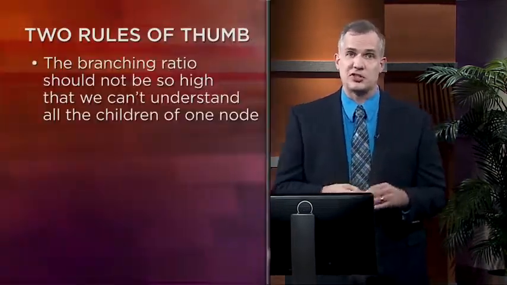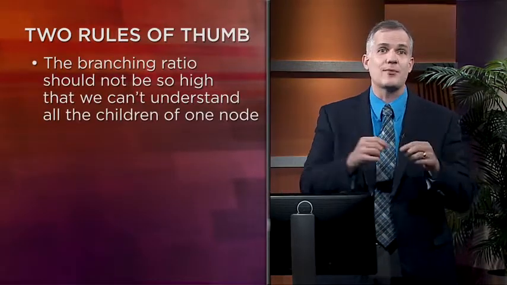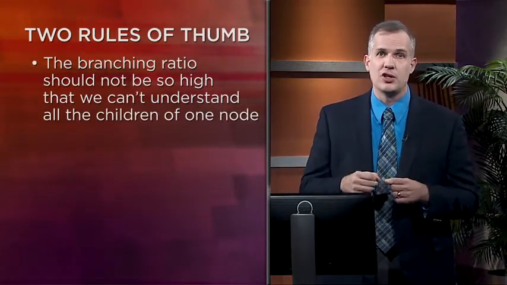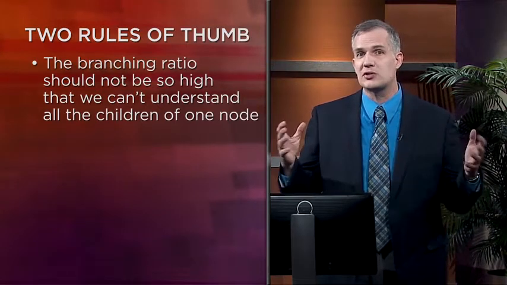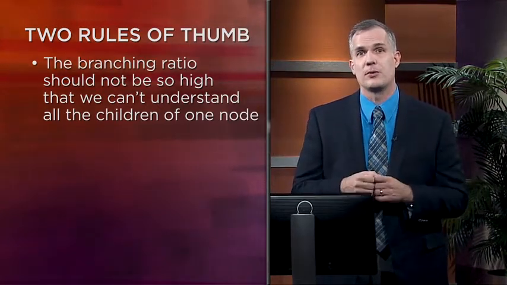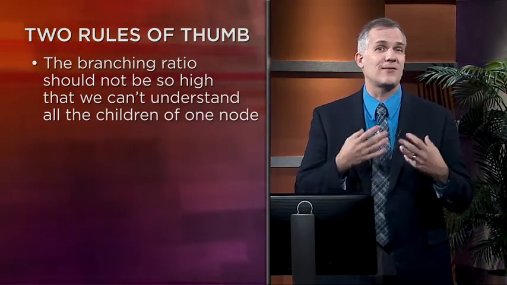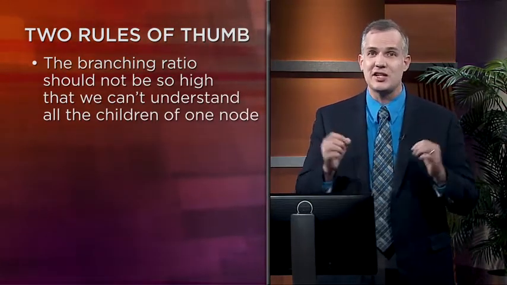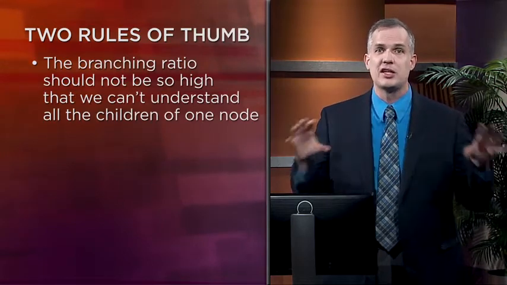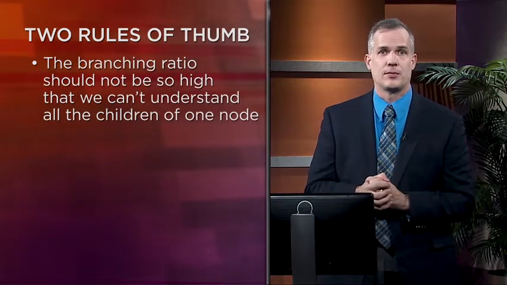Well, in software development, we have the same kind of questions, but there's not a single answer to either one. Instead, there are two rules of thumb. First, the branching ratio, that's the average number of children per node, should not be so high that we can't understand all of the children of one node. In other words, one task should be broken up into a few subparts so that it's easy to understand how the larger task is broken into the smaller ones.